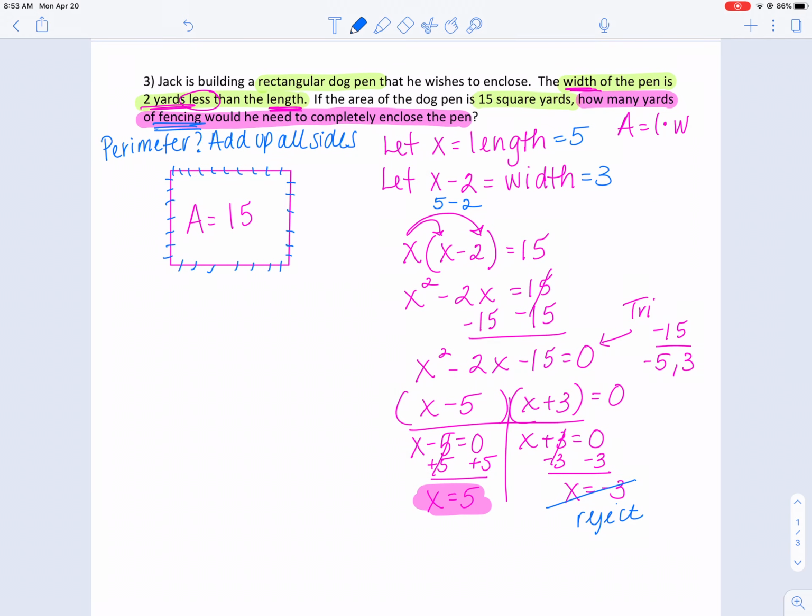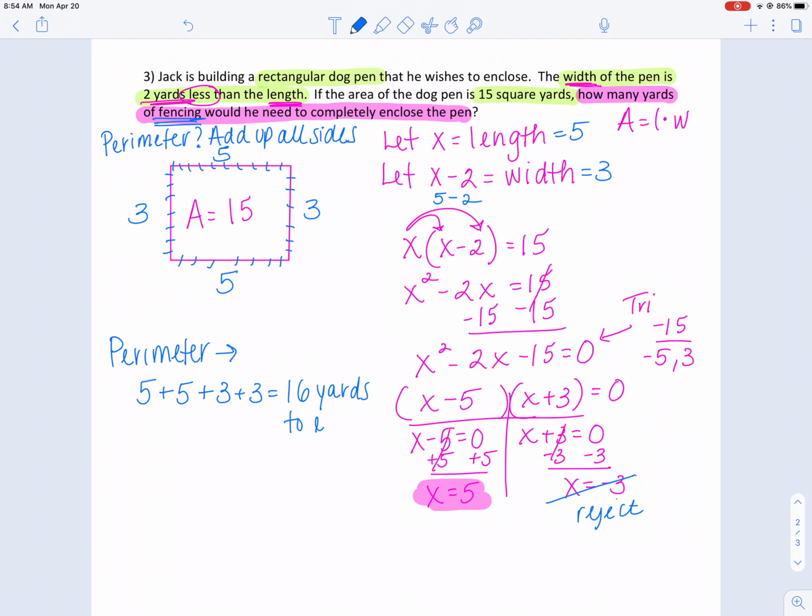That means this side is 5. This side is 3. Now remember, in a rectangle, opposite sides are congruent. So that side is 5 and that side is 3. So in this question, they didn't just want the length or the width. They want the perimeter. How do we find the perimeter? We add up all our sides. 5 plus 5 plus 3 plus 3, which is 16, which means they need 16 yards, right? We were talking about yards here. Yards to enclose the pen.